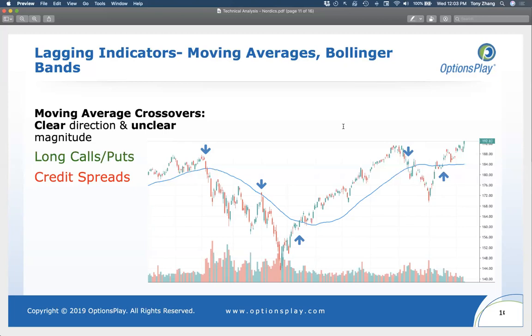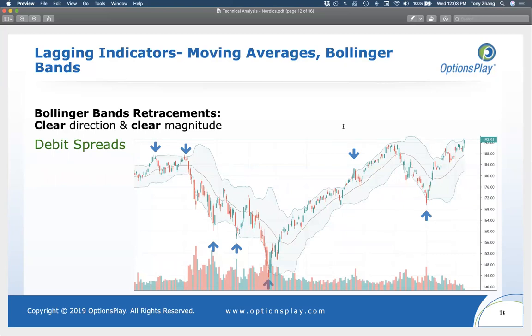Does that make sense, everyone? Please type 5 into the chat window if that makes sense to you. Okay, perfect. I see a lot of 5s.